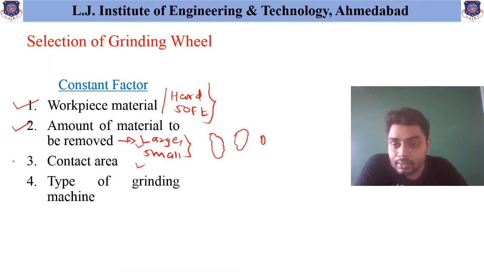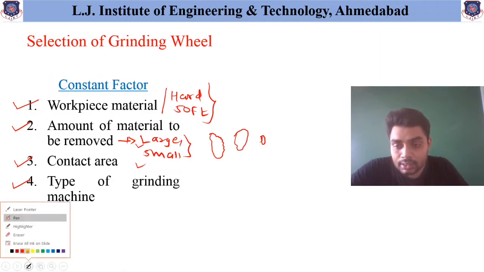Now the third parameter is the contact area. That means how much area of the grinding wheel is in contact with the workpiece. That is also an important parameter to consider for selection of the grinding wheel. And the fourth parameter is the type of grinding machine. If the grinding machine is comparatively heavy or if it is smaller, then based on the requirement to reduce vibration one must select different types of grinding wheels. So these are the four important constant factors which anyone must keep in mind at any time during selection of the grinding wheel.